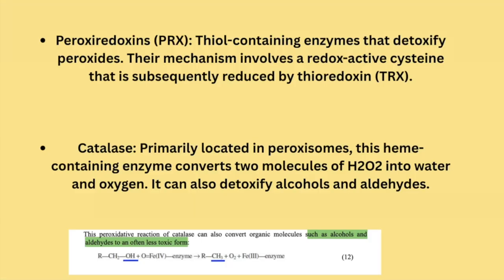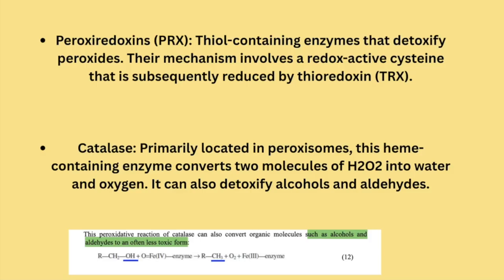Again, we have catalase. This came up in a question actually. Catalase is mainly found in peroxisomes. If you studied cells, you know that we have something called peroxisomes in cells, and in the peroxisomes we have mainly catalase. It's a heme-containing enzyme. It converts two molecules of H2O2 into water and oxygen. Very similar to glutathione peroxidase. They're all working very similarly to each other.